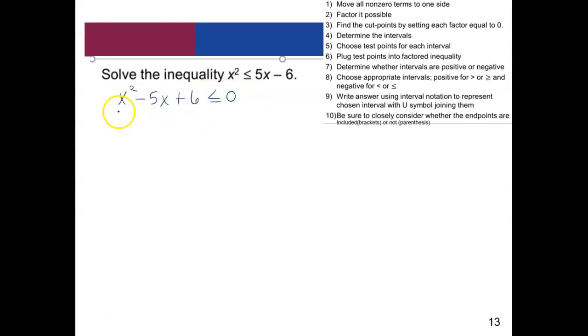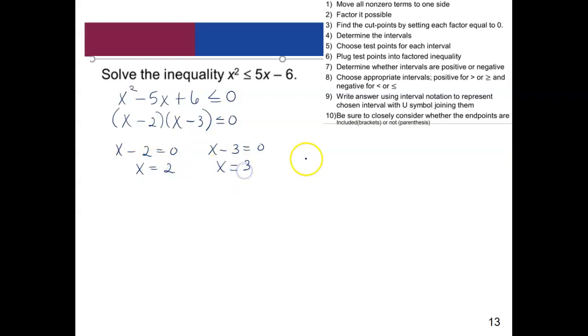We want to factor if possible. When I go to factor this, I need the numbers that multiply to give me 6 and add to give me 5. That's going to be 2 and 3. Okay, so we want to find the cut points by setting each factor equal to 0. So I'm going to take my factors and set those equal to 0. I'm going to get 2 and 3. Okay, so these are going to be my cut points.